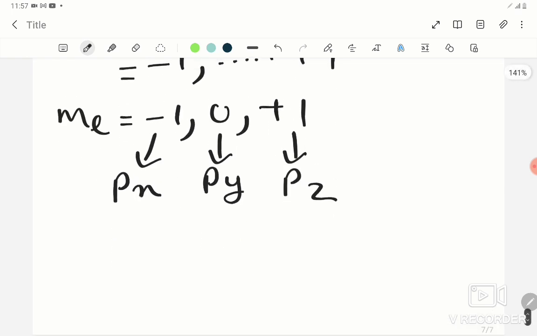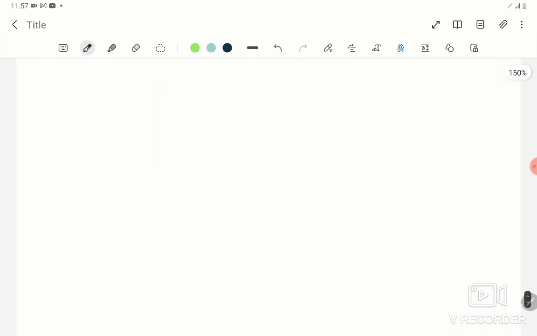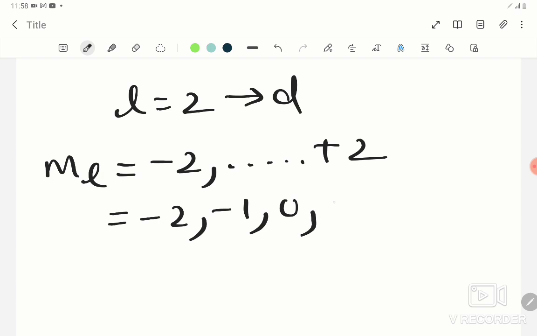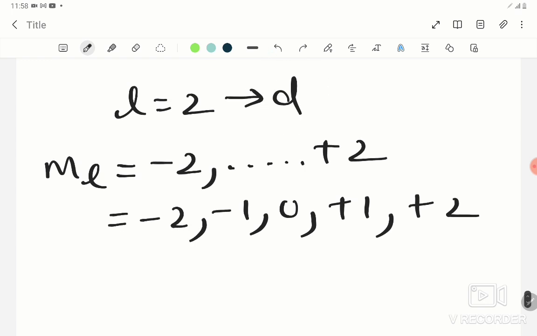Similarly, moving ahead to the next case, if the value of L is equal to 2, it signifies d orbital, and in this case the value of magnetic quantum number ml will start from -2 and end at +2. This means the values of magnetic quantum number will be -2, -1, 0, +1 and +2. You can observe here that we have 5 different values of magnetic quantum number, and this is because d orbital is of 5 types.